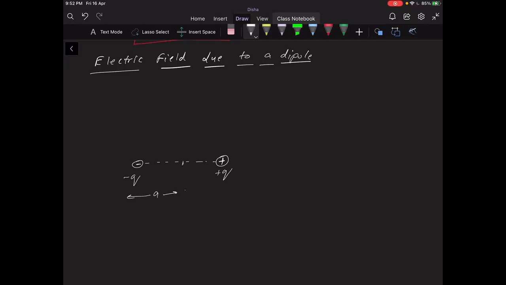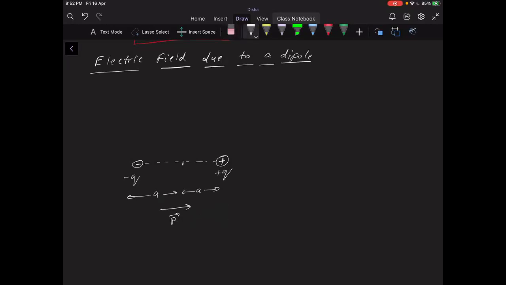A and A, and the dipole moment vector P is equal to 2QA, 2A into Q basically, mod of that basically. So I want to find the field basically for this. How will I do it?